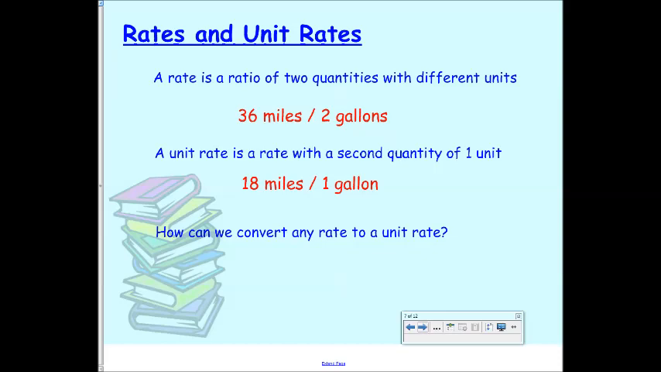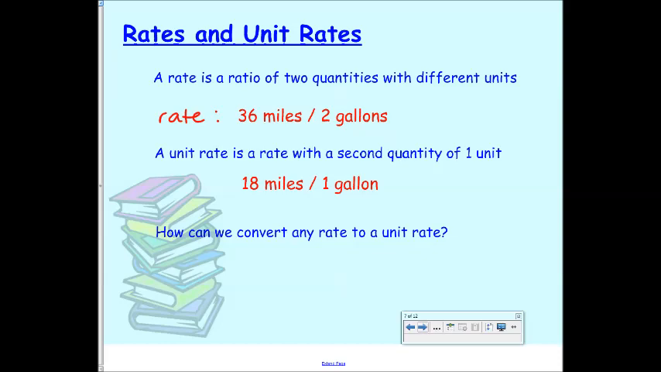A unit rate specifically is a rate where you have reduced it so that it's out of what? It's out of 1. So a unit rate just means it's a rate where your second unit is reduced to 1. And if your second unit is reduced, that means your first unit also must be reduced. So if I took my Civic to the gas station and I could only get 1 gallon of gas because I only have $2.49 or whatever it costs right now, then how far could I drive? Only 18 miles, okay?